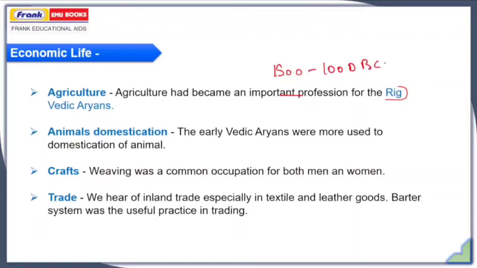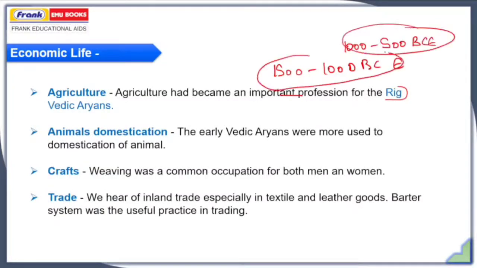And now from 1000 BCE to 500 BCE, it is the later Vedic period. So this is the later Vedic period, and this is the early Vedic period, or what we call the Rig Vedic period, because the Rig Veda was compiled in this period, and the other three Vedas were compiled in the later period.